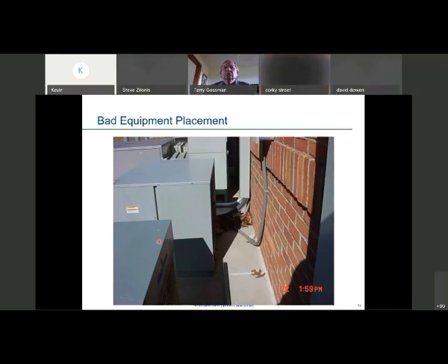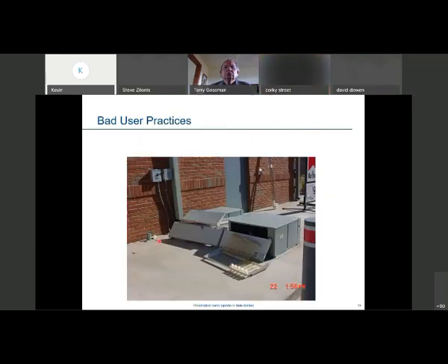But here's some shots of bad equipment placement. Just picture trying to change a compressor in that, plus the fact that you can't get any air through it. Here's another one. Of course, this is kind of strange to me when you look at these condensing units. This is outside, like a 7-Eleven type place, some type of convenience store, gas station type thing. Those things would have been cut off the wall and hauled away by now.